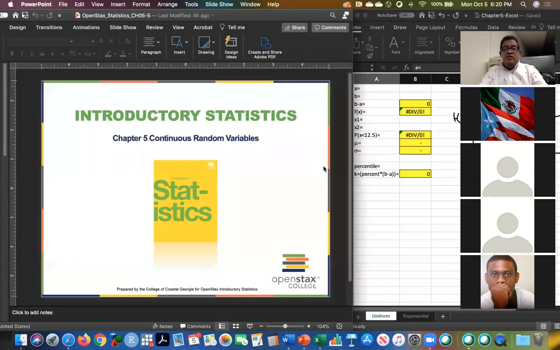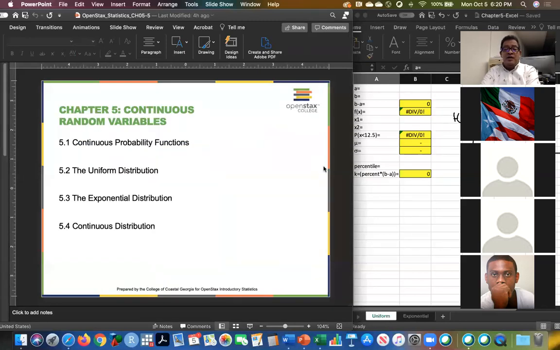So chapter 5, continuous random variables. We are going to look at what the continuous probability functions are. And we're going to look at two of them, the uniform distribution and the exponential distribution. So these families of continuous distributions are basically, well, one of them, the most important, is the normal distribution. If you notice, we dedicated one entire chapter to the normal distribution.